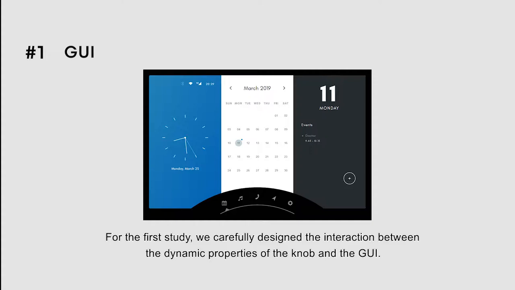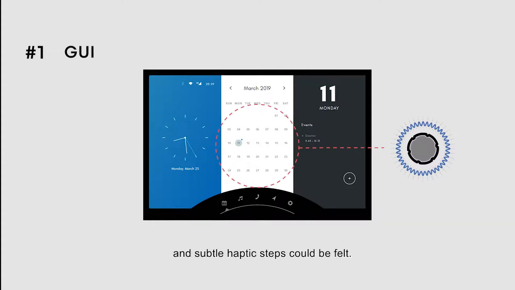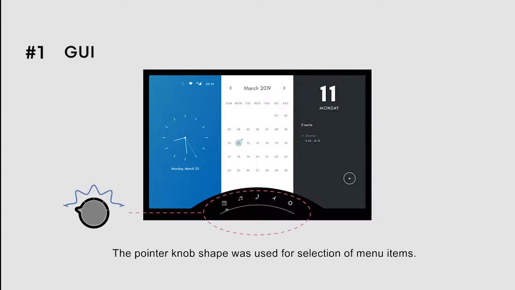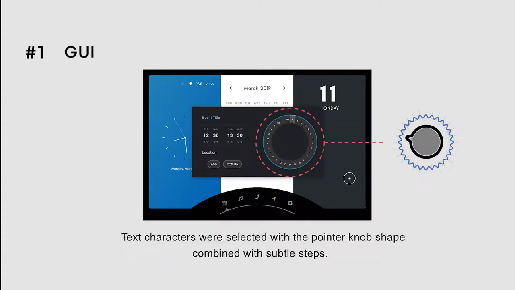For the first study, we carefully designed the interaction between the dynamic properties of the knob and the graphical user interface. When scrolling to the calendar, small grooves would appear at the circumference of the knob and subtle steps could be felt. The pointer knob shape was used for selection of menu items. The circular positioning of the menu items correlated with the haptic feedback provided by the knob. Text characters were selected with the pointer knob shape combined with subtle steps.